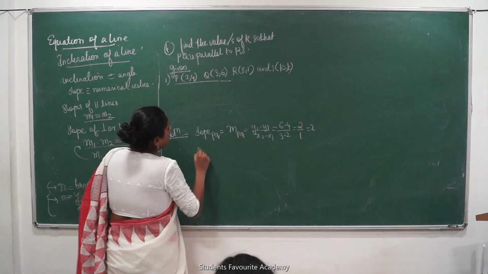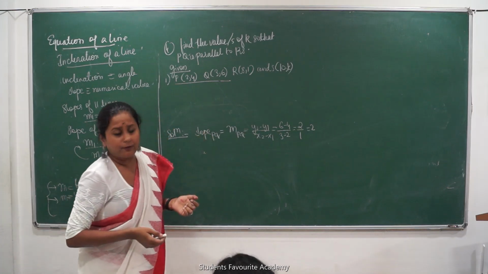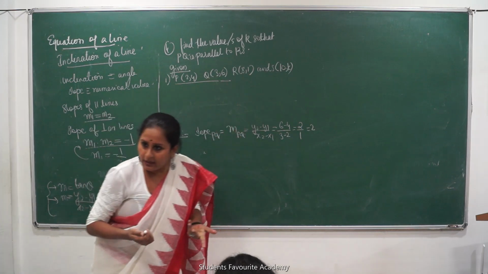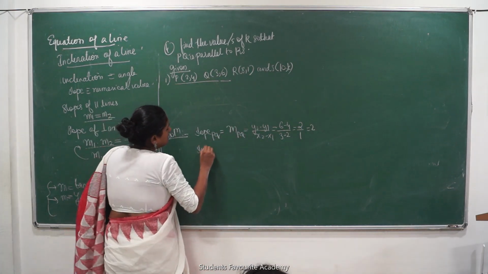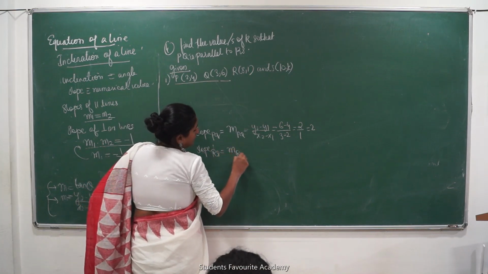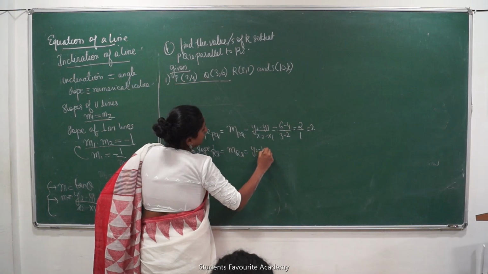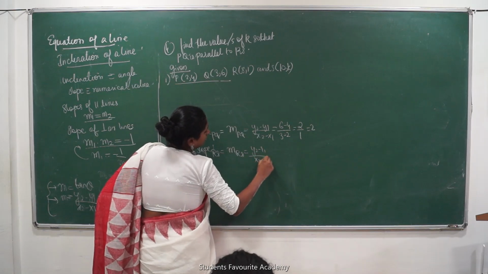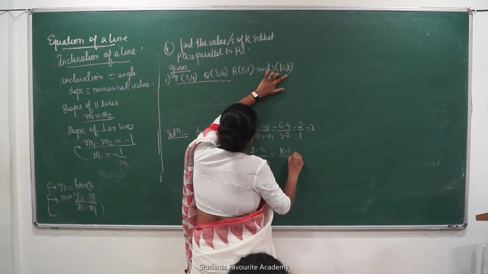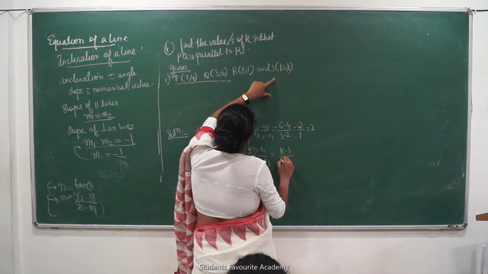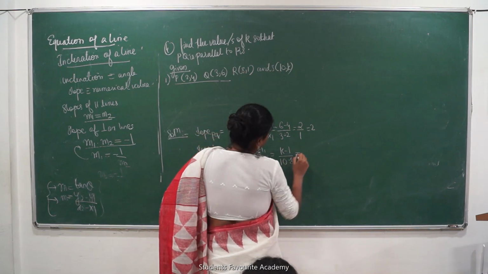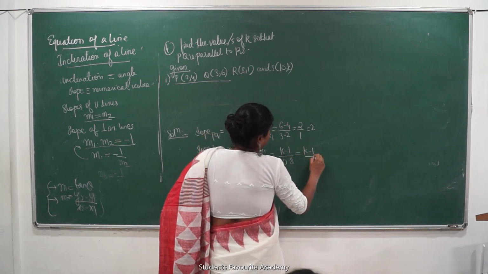Next step will be what? Do we have to find the slope of RS? Yes, we will have to. Slope of RS is equal to m of RS, y2 minus y1 upon x2 minus x1. That is equal to, for RS, k minus 1 upon 10 minus 8. 10 minus 8 is how much? So k minus 1 upon 2.